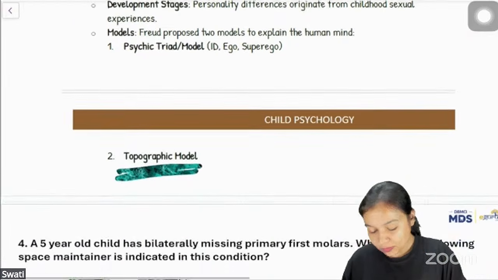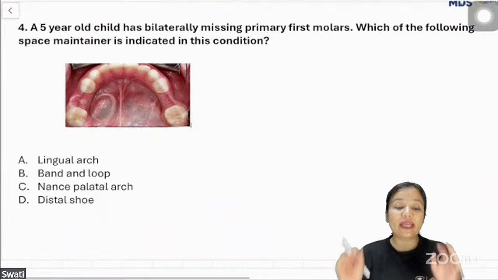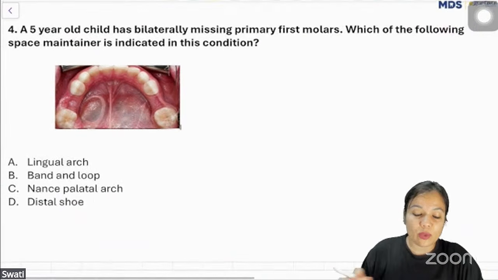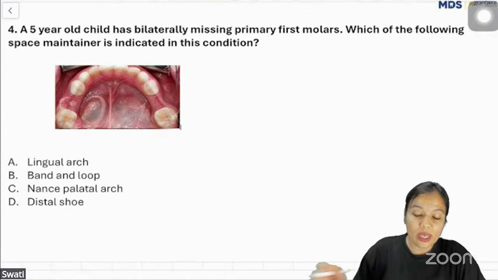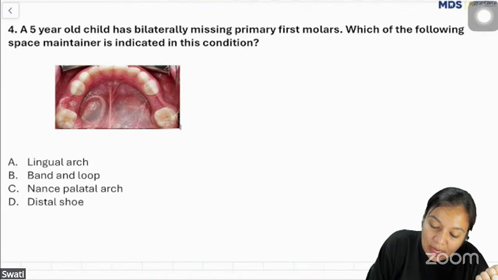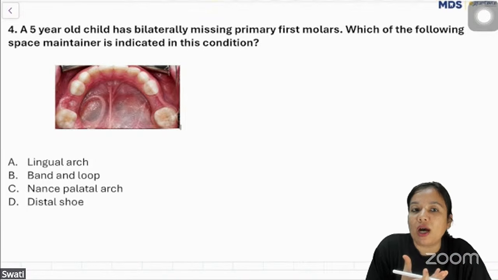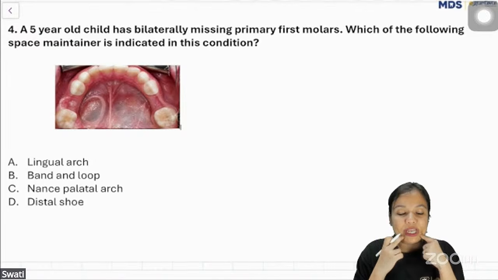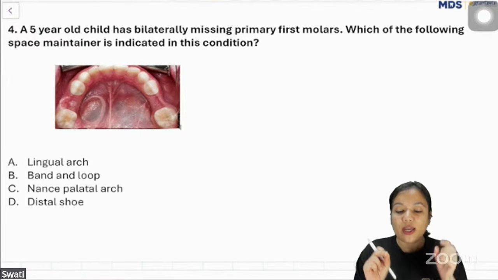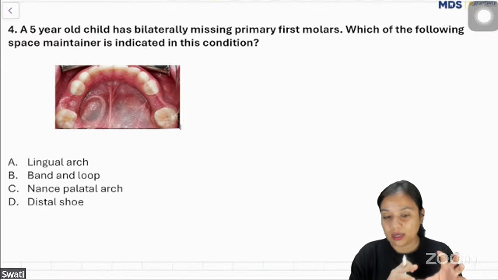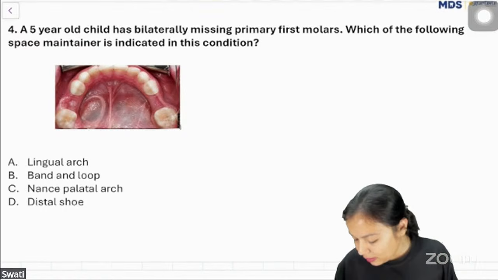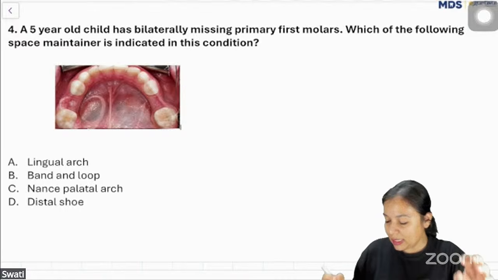The next question was, a 5-year-old child has bilaterally missing first primary molars. So they had given a mandibular arch picture with bilaterally missing first primary molars. Which of the following space maintainers is indicated in this?